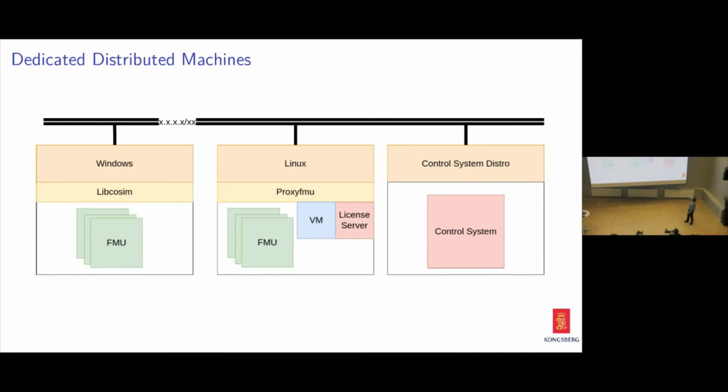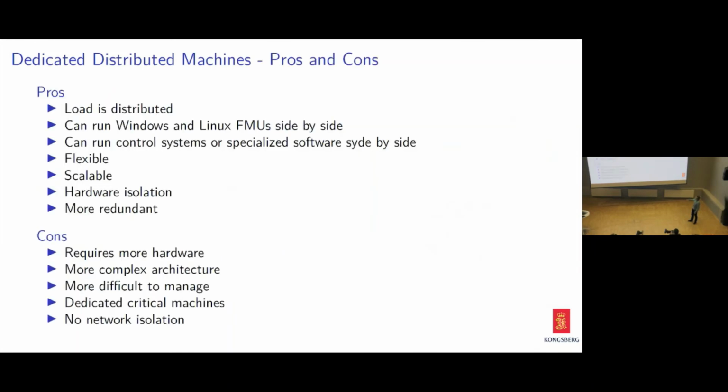And you can also run a control system distro alongside it if you can't virtualize your control system. And it can talk to the FMU or simulation through the network. This is similar to what we're doing at the simulation cluster here, which works very fine, except we don't run that many FMUs though. Pros here is that you distribute your load across multiple machines, so your single machine won't melt from overload. You can also run FMUs for all kinds of OSs in the same simulation.